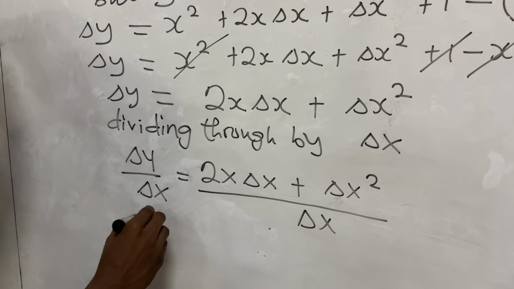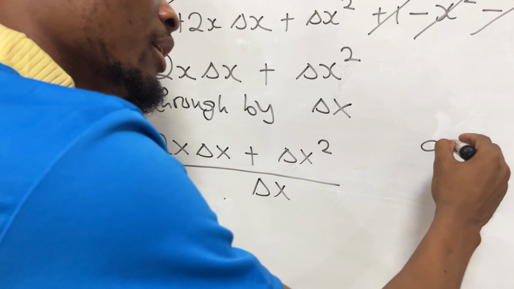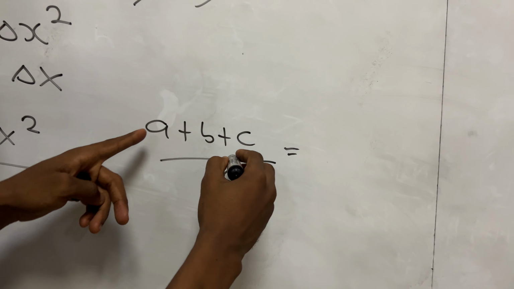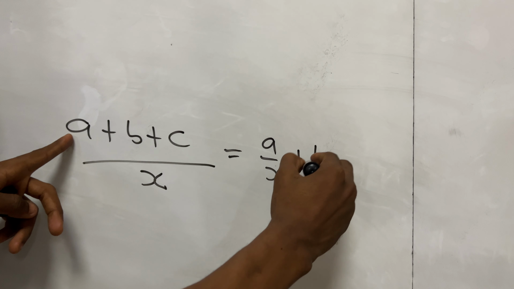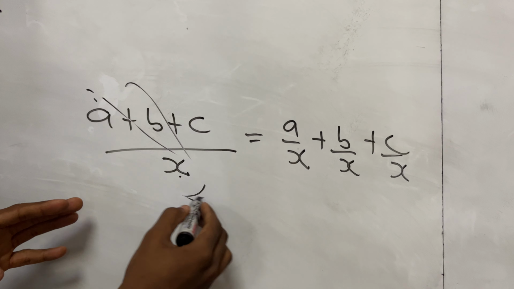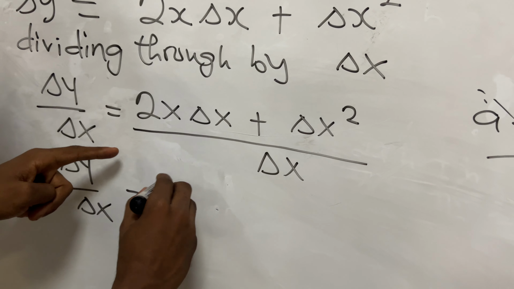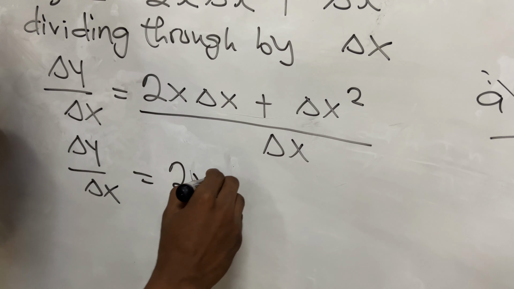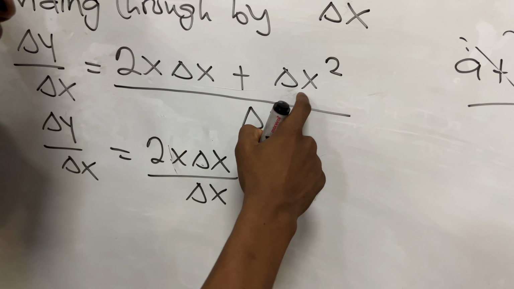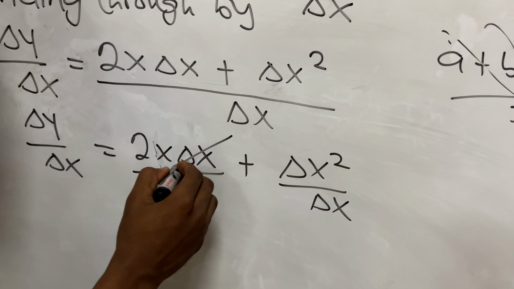So finally, I will have this, which is equal to, when I have something like this, a plus b plus c, all divided by x. This is the same as a over x plus b over x plus c over x. They will all share the denominator in that order. So applying the same principle here, this is the same as I have 2x, then change in x over what? My denominator delta x, then plus I have here change in x squared over what? My delta x. So clearly this will cancel this, right?